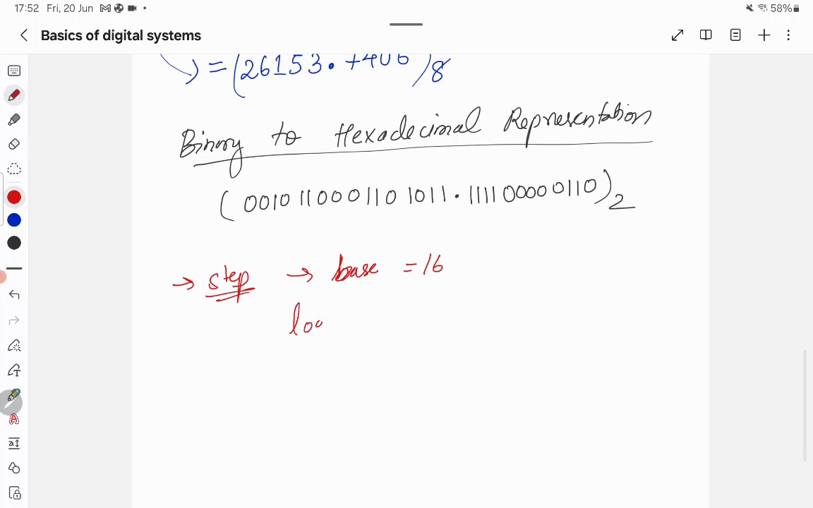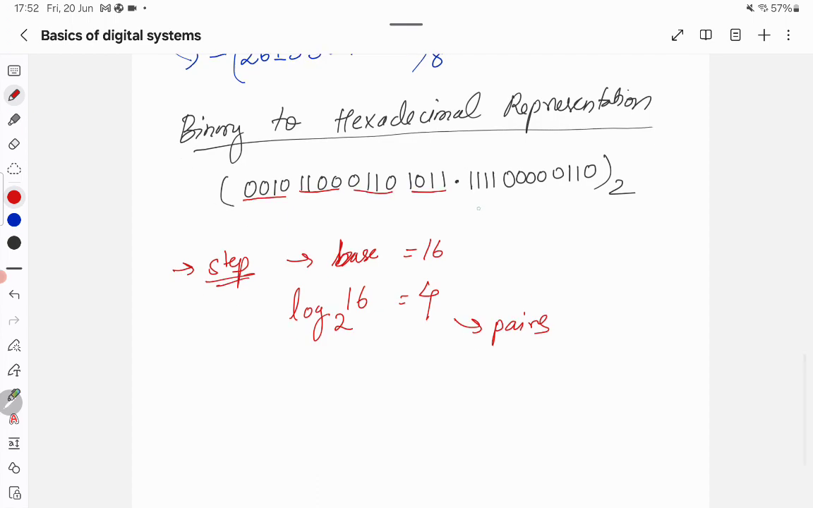So you will do log 16 base 2, which is 4. So that means groups of 4. Okay, so make groups of 4 bits each.